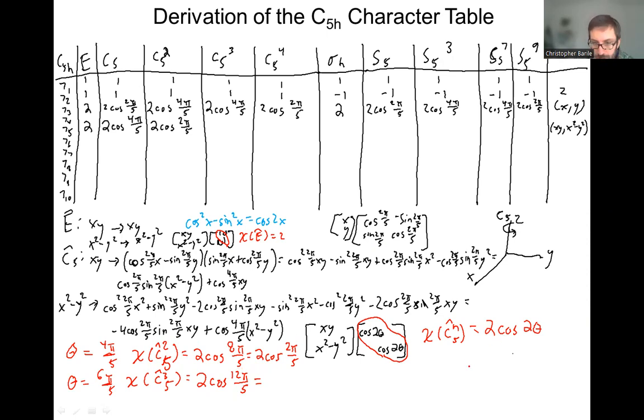But if you think about how many degrees that is, that ends up being equal to 432 degrees. Basically 12 times 180 divided by 5. And a 432 degree rotation is the same as doing a 72-degree rotation. And so that's the same as 2 pi over 5, right? So cosine 12 pi over 5 ends up equaling cosine 2 pi over 5. So we can put that down here.